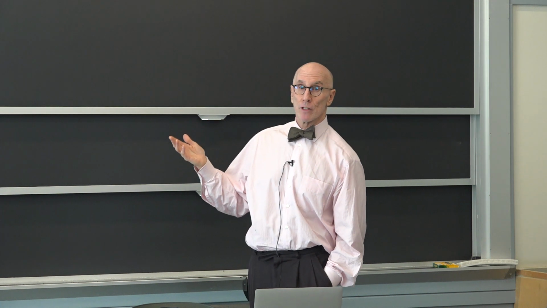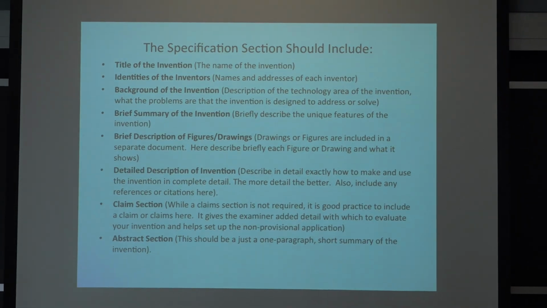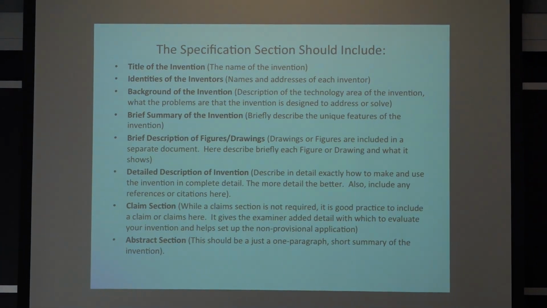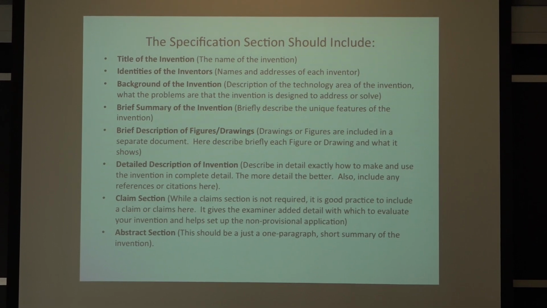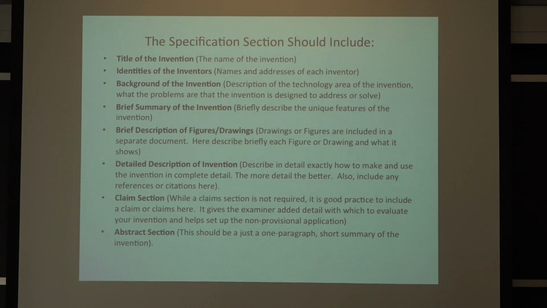The title of the invention, okay, mousetrap, identities of the inventor or inventors, a background of the invention, which is simply a description of the technology area of the invention. And we'll go into examples of that. What the problems are that the invention is designed to address, okay? A brief summary of the invention, describe its unique features or what it looks like. A brief description of figures or drawings. Usually when you include a drawing, you should include a description of the drawing, what the drawing is of. And we'll go through some examples of it.